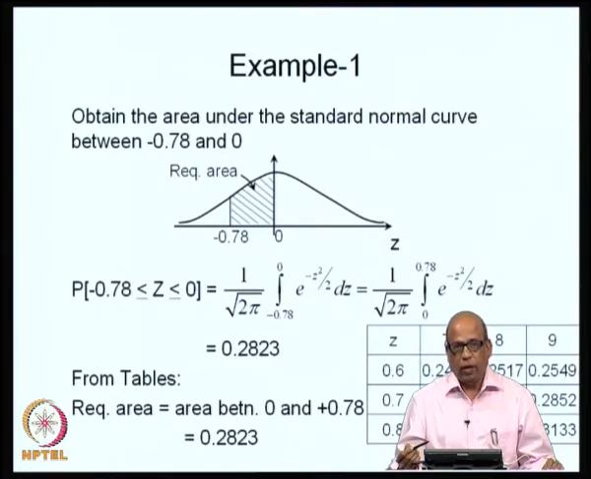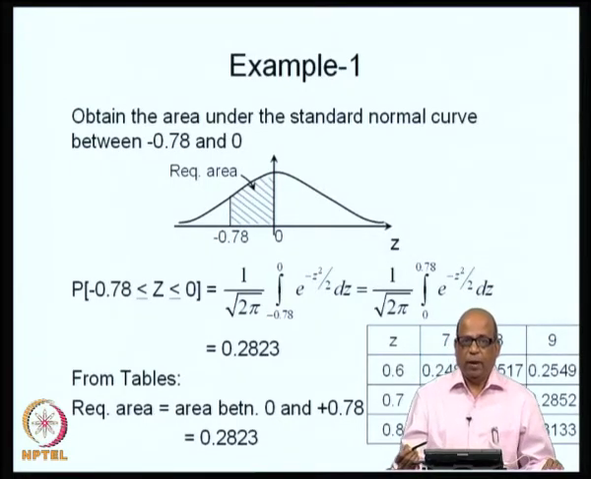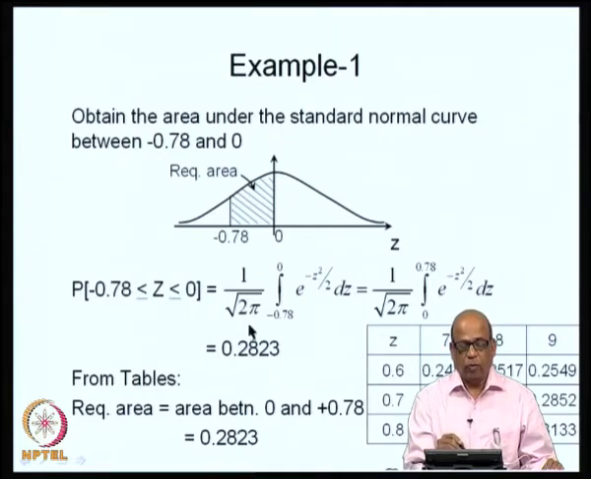We will do several examples on normal distribution today, so that you are well versed with the usage of the tables for the standard normal distribution. Let us first start with getting the area between z equal to minus 0.78 and z equal to 0. So, we are interested in the probability of z lying between minus 0.78 and 0. This is the area that we are interested in. If you use numerical integration, what would we have done?